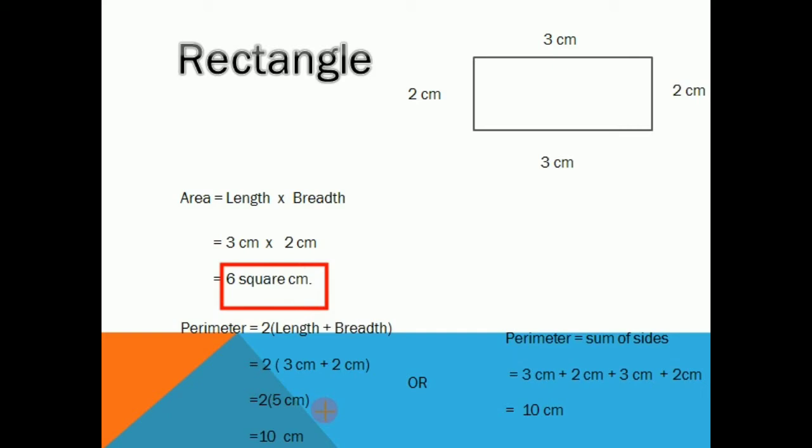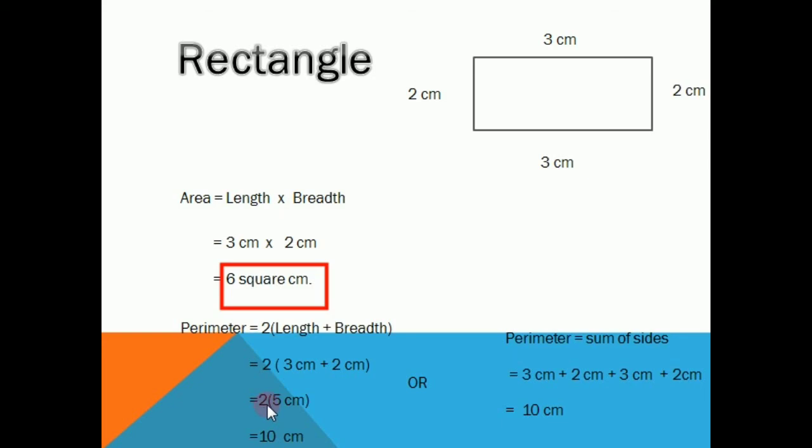And now we find out the perimeter of this rectangle. Formula is perimeter is equal to 2 in the brackets length plus breadth. So is equal to 2. Here length is 3 centimeter, breadth is 2 centimeter. So 3 centimeter plus 2 centimeter. So here first add both numbers, 3 centimeter plus 2 centimeter. So here we got 5 centimeter.